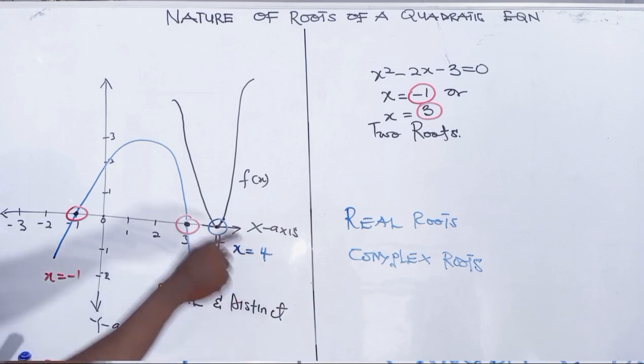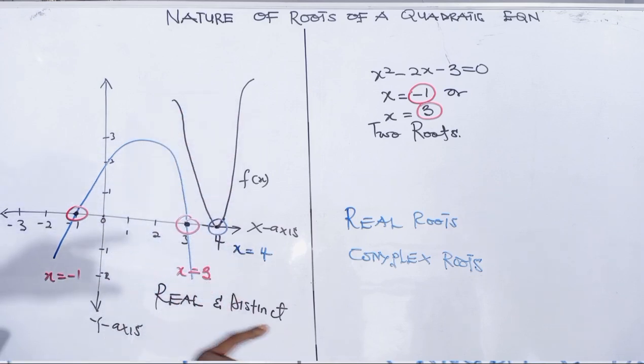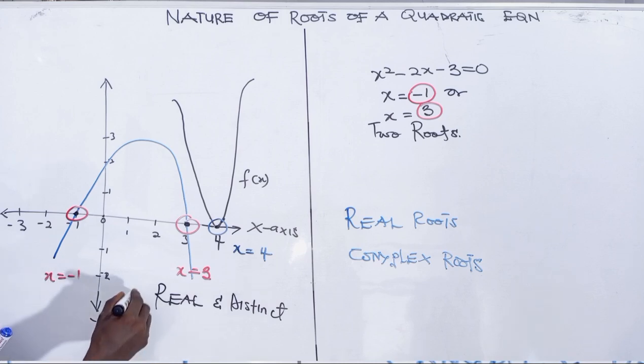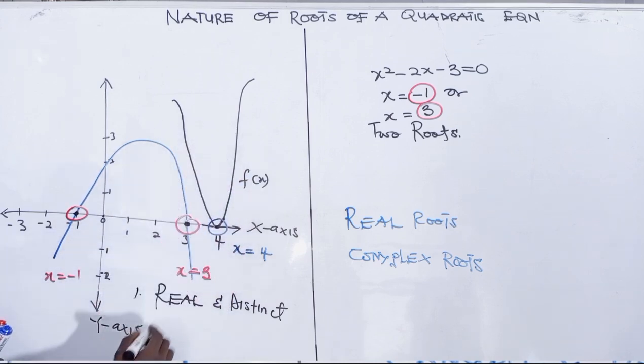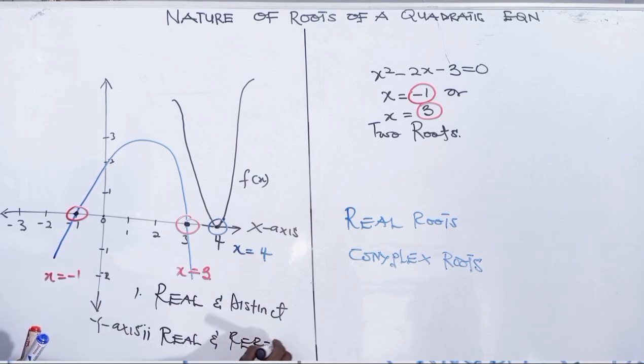Now this 4, which is the root of this quadratic curve, is it a real number or a complex number? So you can say that for this curve, the root is what? A real number, but it is repeating. So we have a repeated root.